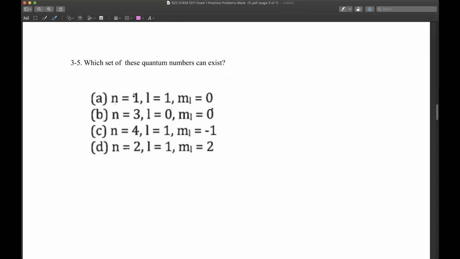So let's take a look at this rule. So we have n greater than or equal to 1. L is equal to 1. That can't exist because L values can only go from 0 to n minus 1, sorry. So this is 0 to n minus 1. That's 1 itself, so that's wrong.